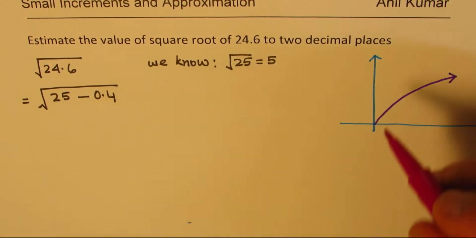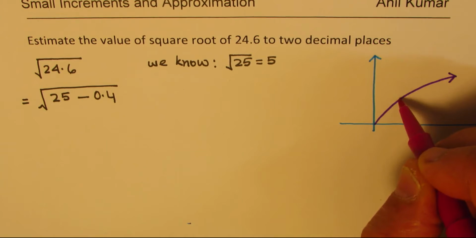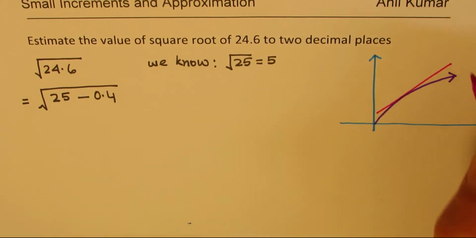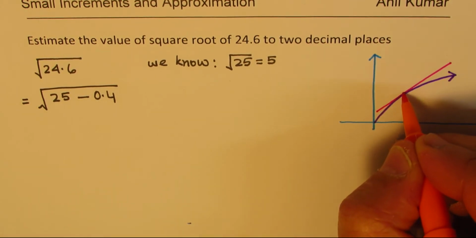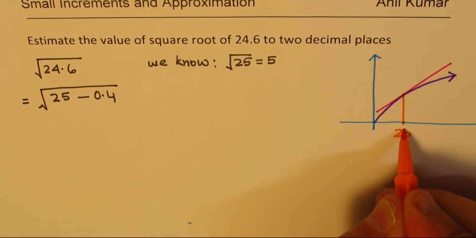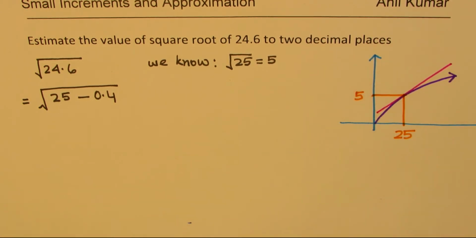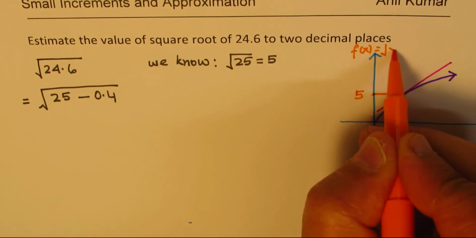Let's see how. So the concept here is that if I have a point here, let's say, so what I'll do here is I'll draw a tangent line here. This tangent line is being drawn for a point where the x value is 25 and the y value will be 5, right? That is the curve which we have. So our function here is square root of x.